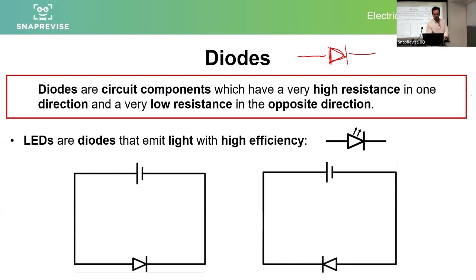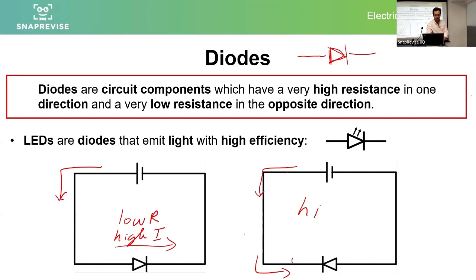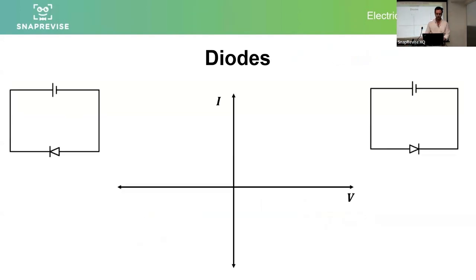Right, so the way diodes work, we've got this circuit, both circuits, the current is going counterclockwise. If I put the diode this way, well, that's fine. It's got low resistance, so high current can flow. Lovely. But if I put it the other way around, it's got very high resistance, prohibitively high resistance normally. And so actually you get hardly a trickle of current flowing through at all.